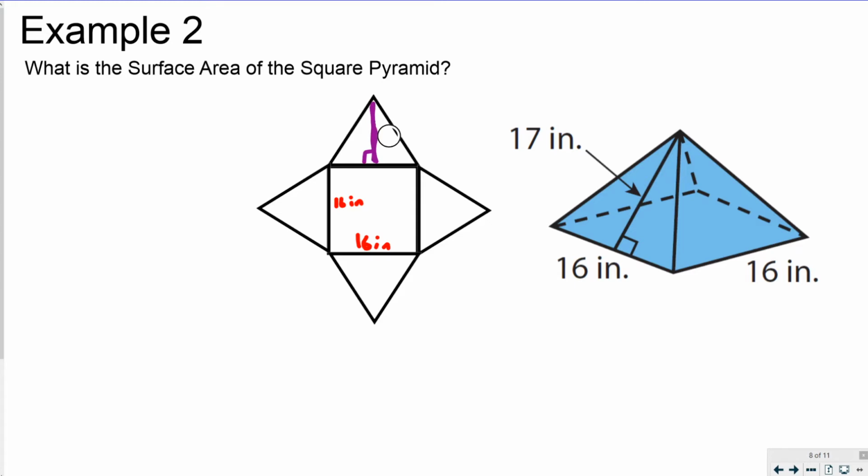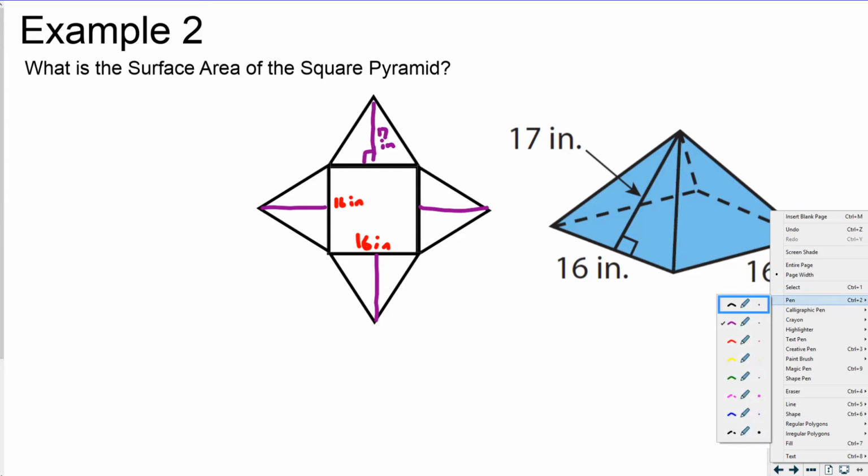let me just erase some stuff here, is 17 inches. So that's really all I need. And then that 17 inches could be applied to this height and this height and this height as well. So now it's time for me to go ahead and calculate the surface area.